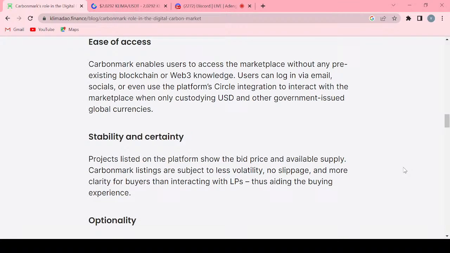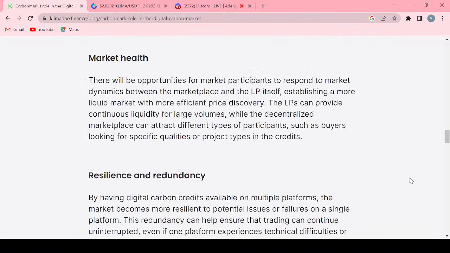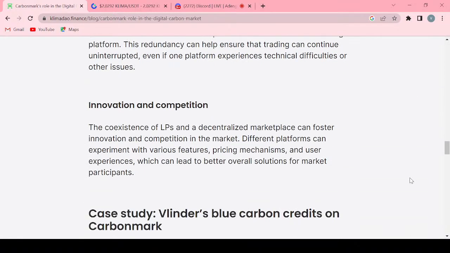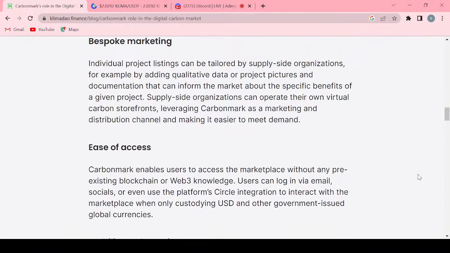So ease of access, stability and certainty are there, opportunity, which is obtainability, is there, and market health, resilience and redundancy, innovation and competition. So these are the things which are included in this. Let's see what ease of access is, how easy it is to access.